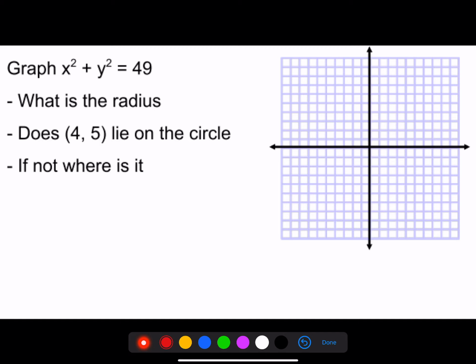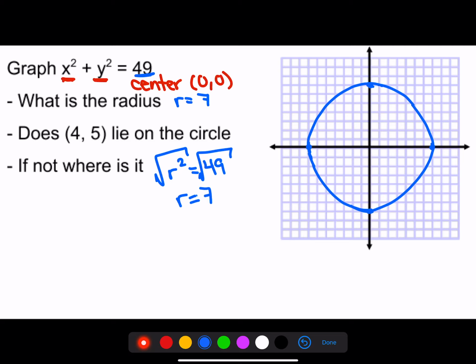All right, let's go ahead and try this out. Graph x squared plus y squared equals 49. First off, what is the radius? Well, if r squared is equal to 49, then that means that r must be equal to 7. So our radius is 7 here. Our center is at 0, 0, because we're not doing x minus anything or y minus anything. We just have x squared plus y squared. So our center is 0, 0.